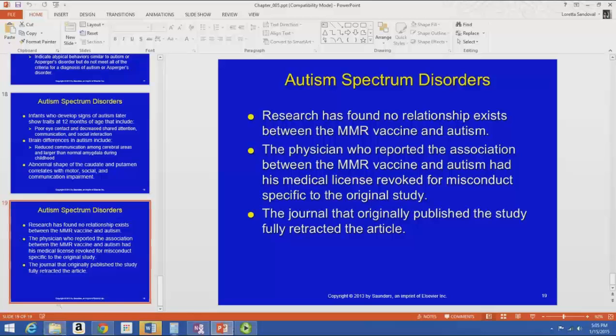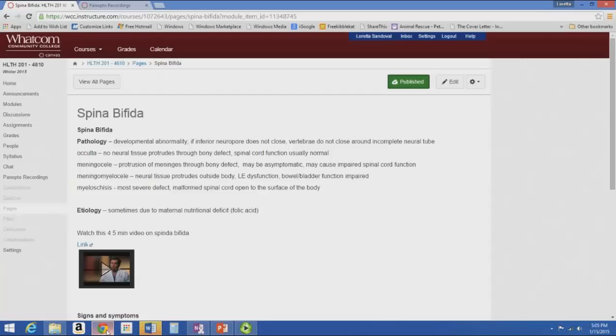So I'm not going to have anything about autism on the test, but I just thought that the information they had in the book was really interesting, and I wanted to talk about it with you. So we'll go back to spina bifida and CP, and this is the information that I do really want you to know.